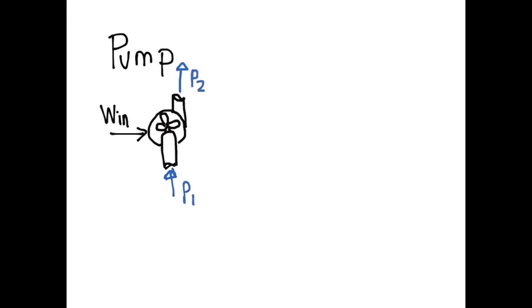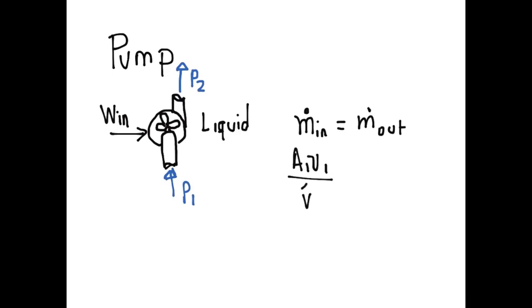So there is a difference of pressure, and we use, for instance, a liquid. And the conservation of mass will state that the mass that enters is going to be equal to the mass that goes out, such that, for instance, area 1 velocity 1 over specific volume 1 equals area 2 velocity 2 over specific volume 2.